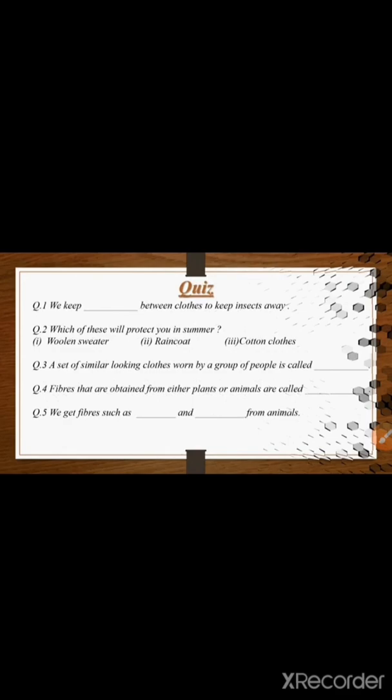Question number 4. Fibers that are obtained from either plants or animals are called. Fine. We get fibers such as dash and dash from animals. Okay, children? Now I'm giving you the answers of these questions. First, you solve. I'm giving you 5 minutes. Okay, 5 minutes are enough for you.